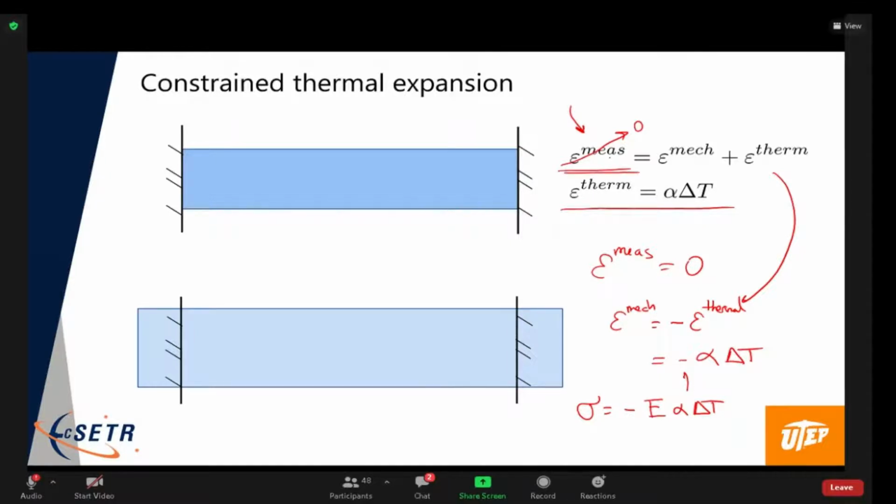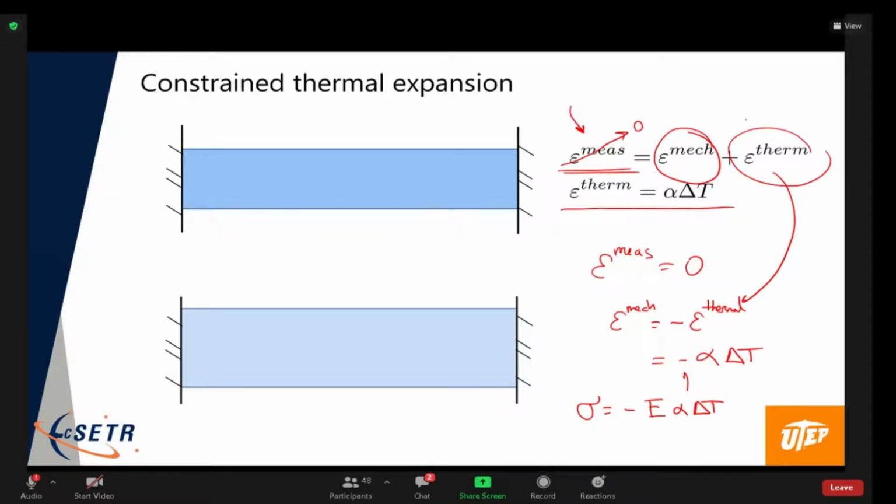So you get a compressive stress in here because it's constrained. The measured strain has to go to 0. So that means the mechanical strain has to balance out the thermal strain. All right. Any questions on that? So there it is. I guess that was my second picture on that.